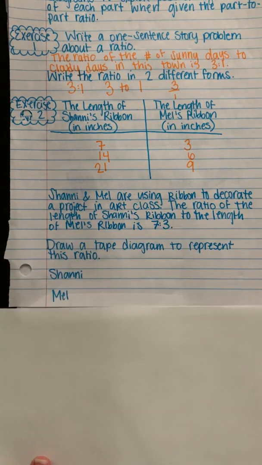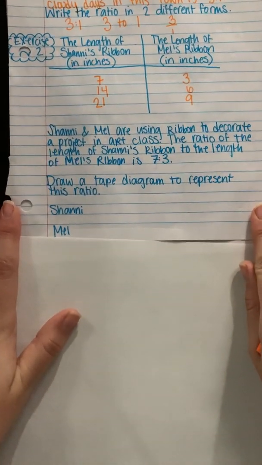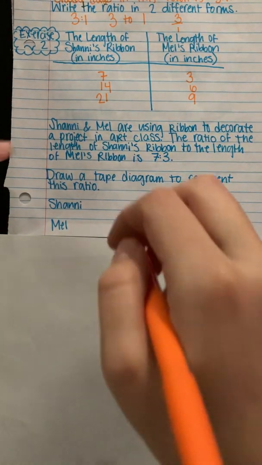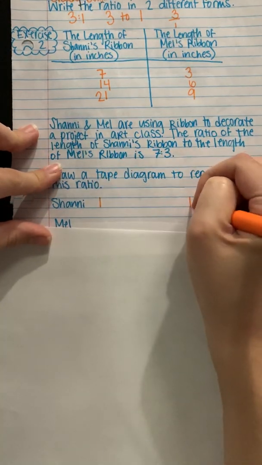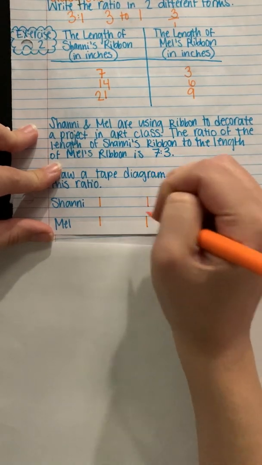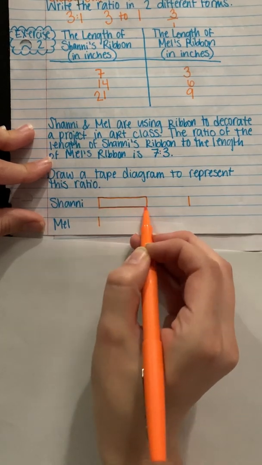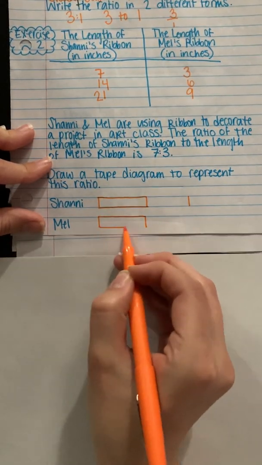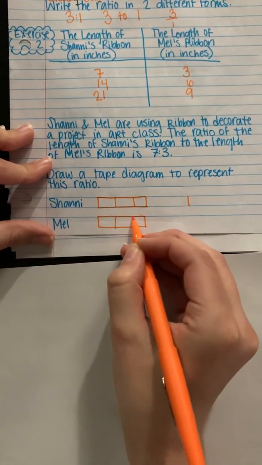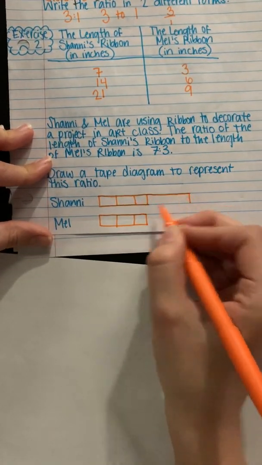And we can also draw a tape diagram to represent this ratio. So not only do we have a table that can be helpful, this table up here, but we can also draw our tape diagrams. So when Shani has 7, Mel has 3, and I want to make sure that their 3 kind of line up. So I'm going to make Shani and Mel's first chunk each be equal to 3. But when Mel has 3, Shani has 7, so now the rest of this needs to be 4.